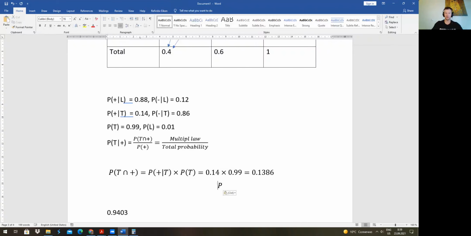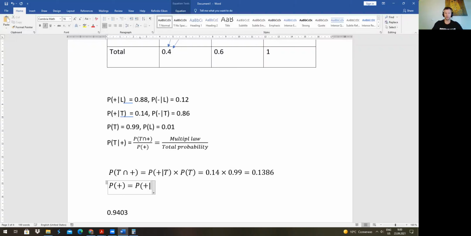Now, we need to calculate the denominator. What is the unconditional probability of a polygraph giving us a positive response? Now we need to carefully think about it. I can have a positive response in two possible ways. One possible way is that the person lies and I have a positive response. Another way is that the person tells me truth and still the polygraph gives me a positive response. So I need to sum over these two probabilities.